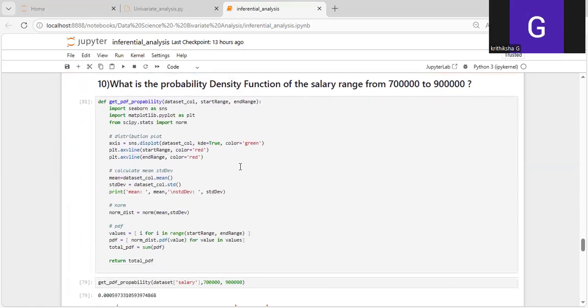What is the probability density function of salary range from 7 lakhs to 9 lakhs?